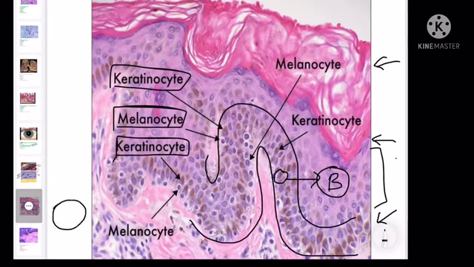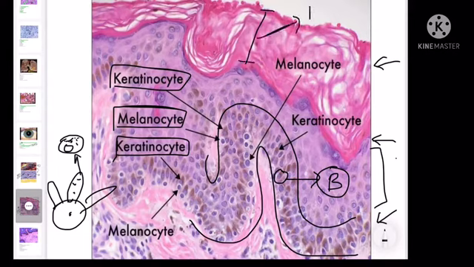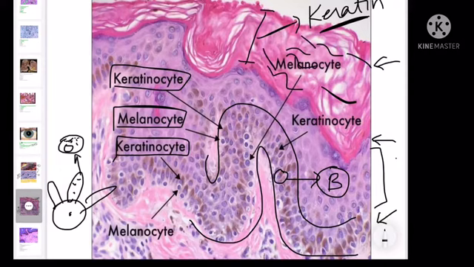This one is a melanocyte, it has dendrites, and the melanin will go up through the stratum spinosum, where it starts to enter the keratinocytes and gives pigmentation to the skin. And these are the keratin pearls, all keratin fibers, and they don't have nuclei because they are only collagen-like fibers. So the stratum corneum is only a layer of keratin.